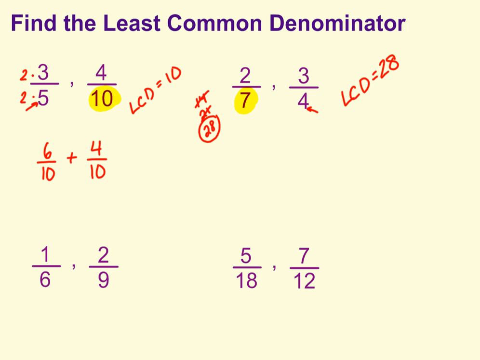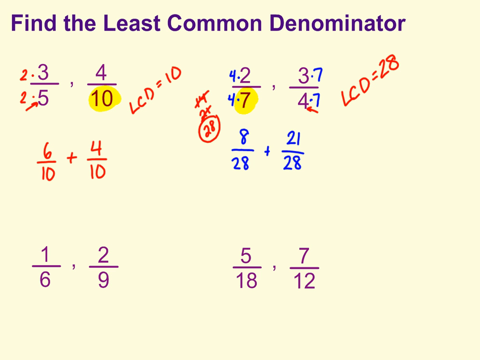And then if we were adding these fractions together, we would say, well, how do we get the 7 up to a 28? This we would multiply by 4. You'd have 8 over 28 plus the 4 we'd have to multiply by 7 to get it up to 28. So we'd have 21 over 28. And now those fractions are ready to be added.